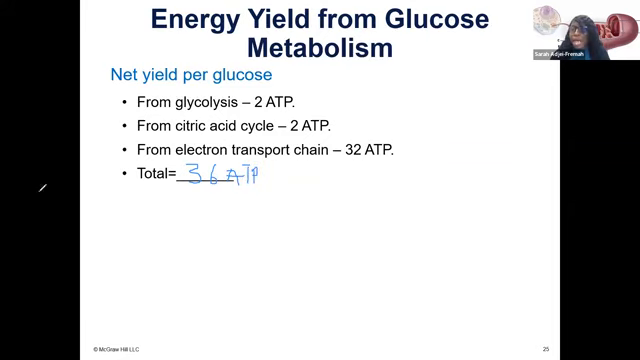Now, remember, we use thousands of ATP energy to power our cells' activity. So our cells generate way more ATPs for us to use for the various cellular activities that we need as well.